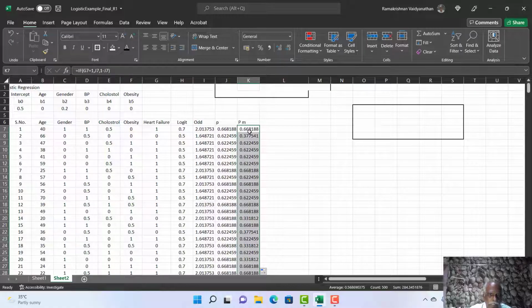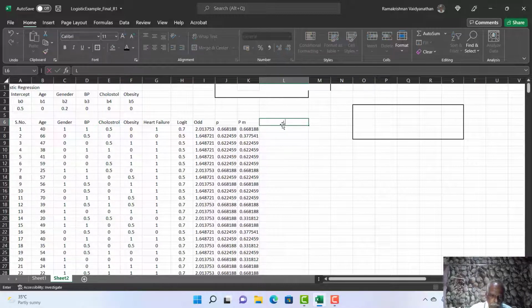So I have to maximize this p match. How do I maximize p match? The product of all the pm values should be maximized. But that is not possible because if you multiply 2 or 3 terms, you will get 0.000 and so on, and the computer will have a floating point limitation. Therefore what we will do is we will find log likelihood.